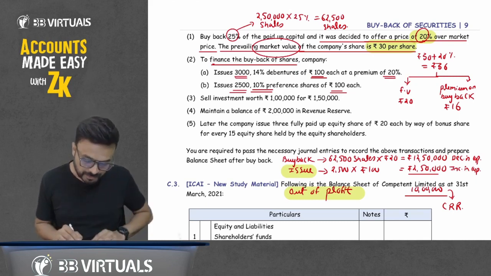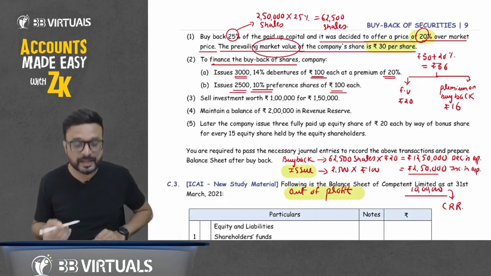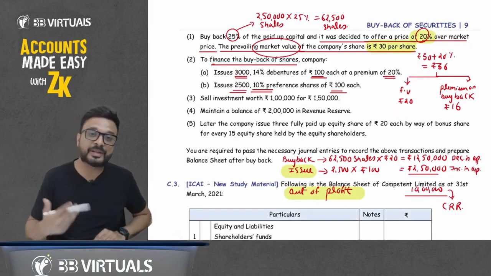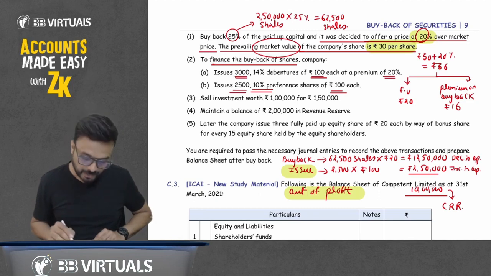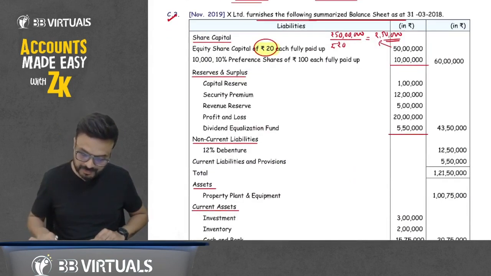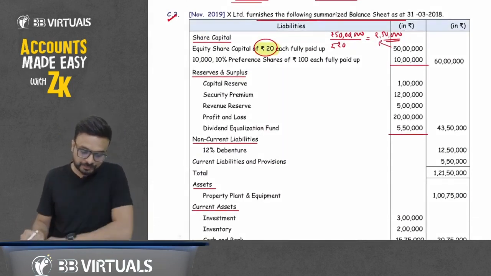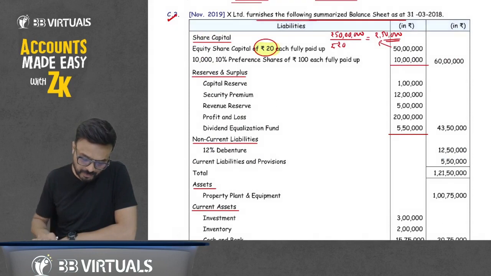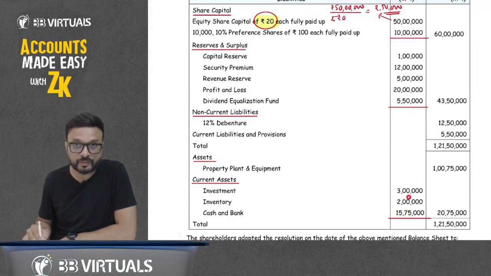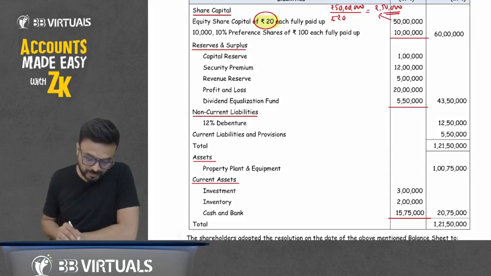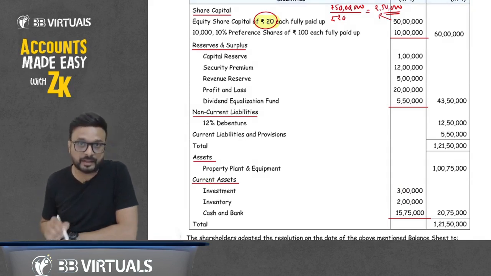Okay. Now, obviously, we will pass journal entry for issue of debenture. No problem in it. But it is not a replacement of capital with capital. Now, they sell investment worth rupees 1 lakh for rupees 1 lakh 50,000. If you see in balance sheet, you can see here that the investment is of rupees 3 lakh. And you can see here the investment written. Where it is written? In current asset.